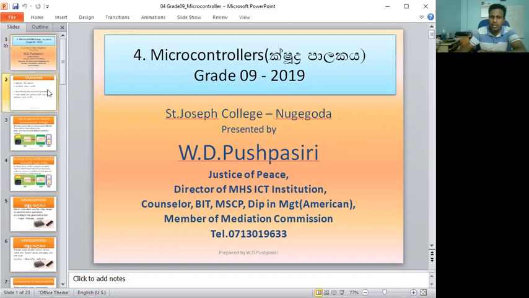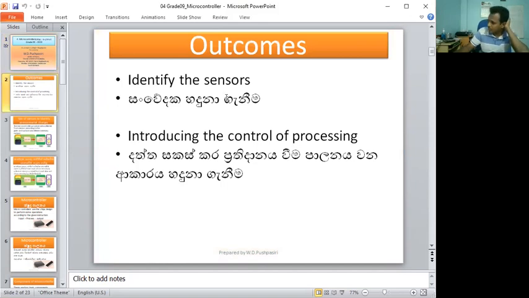Now this is the outcome of the microcontroller. So identify the sensors and introduce the control of the processing, right? So these are the outcomes of the microcontroller. That means this is what we are going to learn from this lesson. Okay. Now, no need to write down this one.